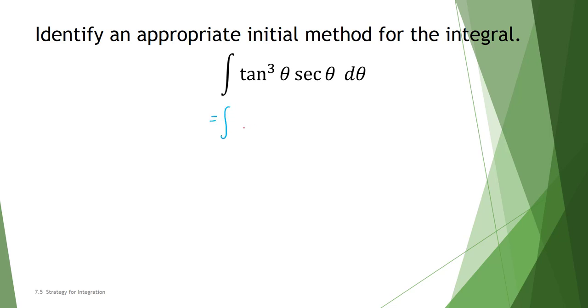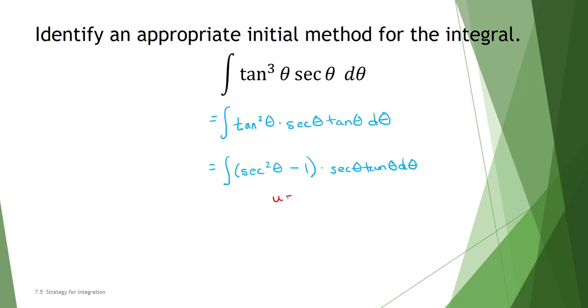So I would rewrite this as tangent squared theta times secant theta tangent theta d theta. Then I would use our trig identity to rewrite tangent squared theta as secant squared theta minus 1. And now we can do a substitution where u equals secant of theta, and the du will take care of the secant theta, tangent theta, d theta that we have here at the end.